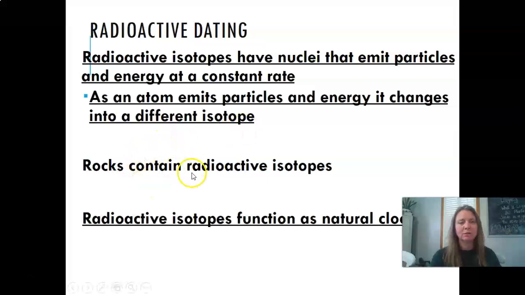And so the rocks contain radioactive isotopes because rocks are made out of minerals and minerals are made out of elements. So radioactive decay is a really easy way for us to figure out how old certain rock layers and certain rocks are. Radioactive isotopes function as a natural clock because we can figure out the amount of time that it's going to release something and kind of go from that over and over again. And so next we're going to talk about the half-life. So once again, hopefully this was helpful, our different ways in which we are looking at absolute age.